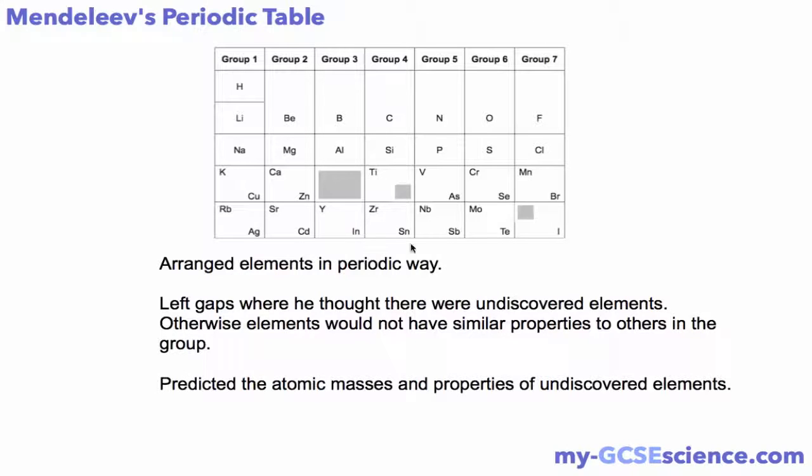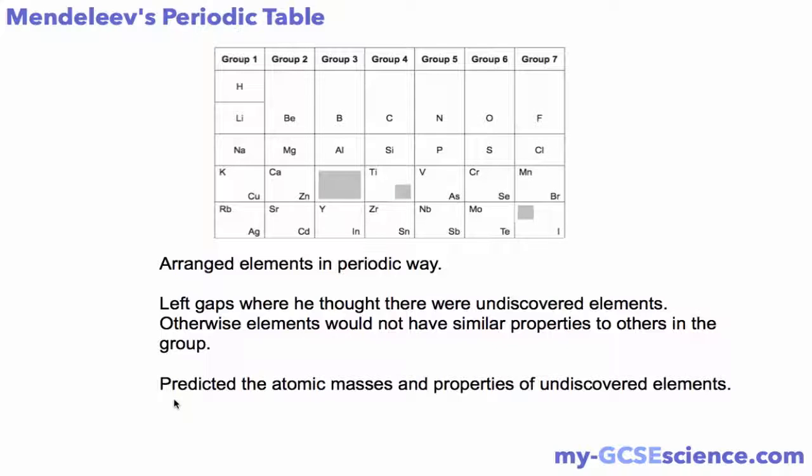What he did was he arranged the elements in a periodic way, and by periodic we mean in a regularly occurring pattern. The absolutely clever thing that he did, a very ingenious thing that he did, was he left gaps where he thought there were undiscovered elements. He was aware that there were elements being discovered all the time, and so he left gaps in his periodic table. And the reason why he did that was that if he didn't, the elements in the group wouldn't have similar properties to the other elements in that group. And so he didn't just try and squeeze them in like John Newlands did. He took into account that there might be elements that they hadn't found yet.